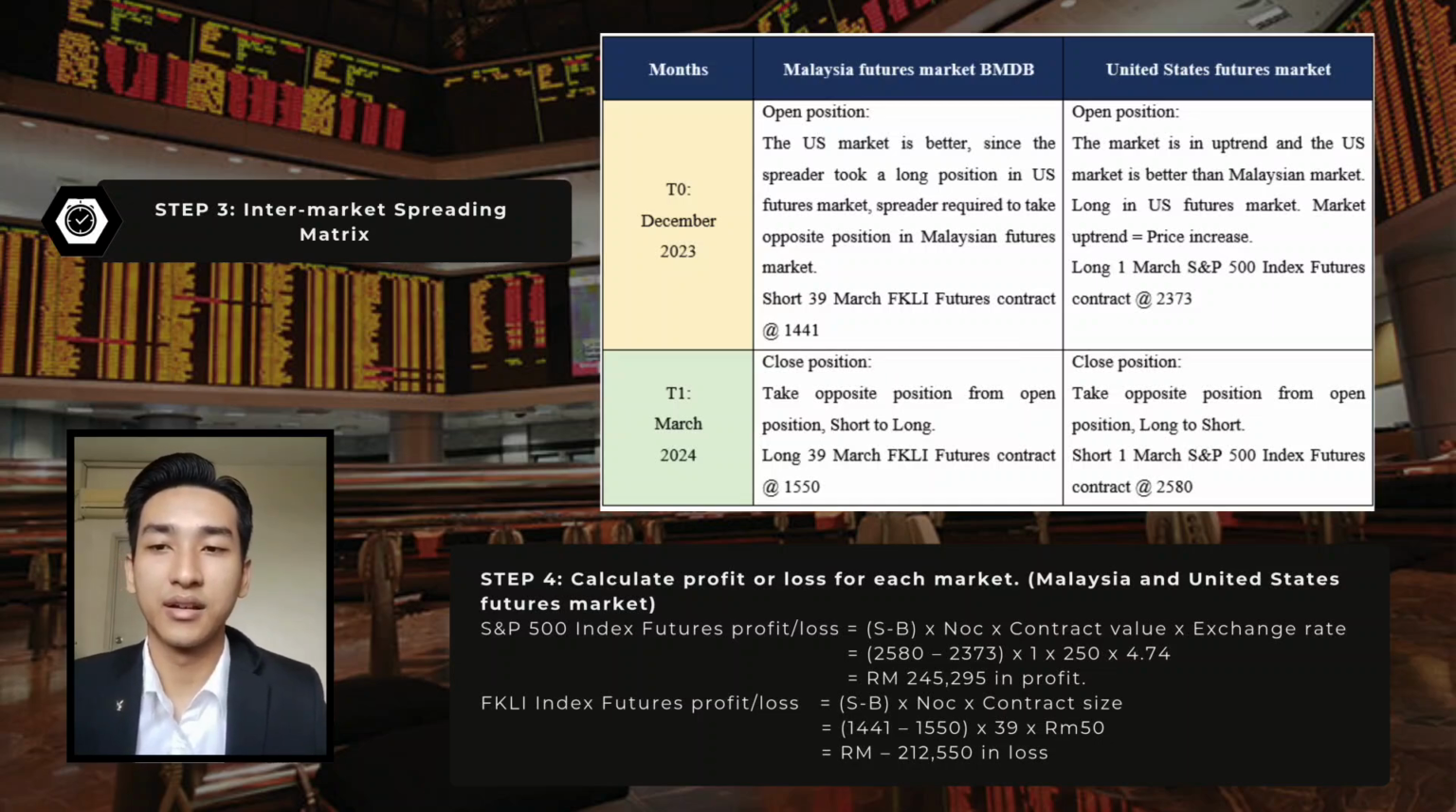However, what is the profit for the Malaysian futures market? We use the same formula: selling minus buying times number of contracts times contract size, without the exchange rate. The selling price is 1,441 ringgit minus 1,550 ringgit times 39 contracts times 50 ringgit contract size. What we have is actually a loss of RM 212,550 ringgit. This is our profit or loss in each market.